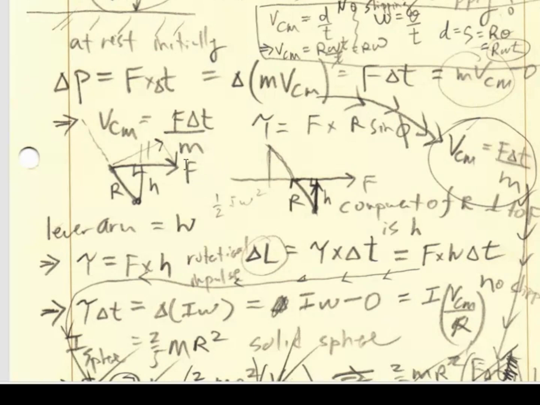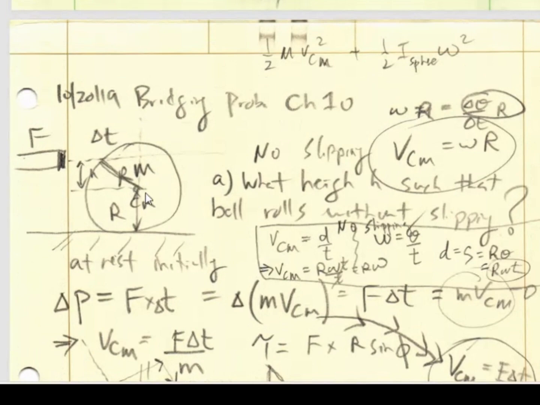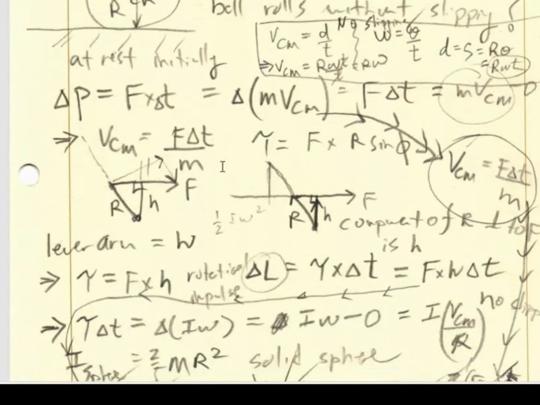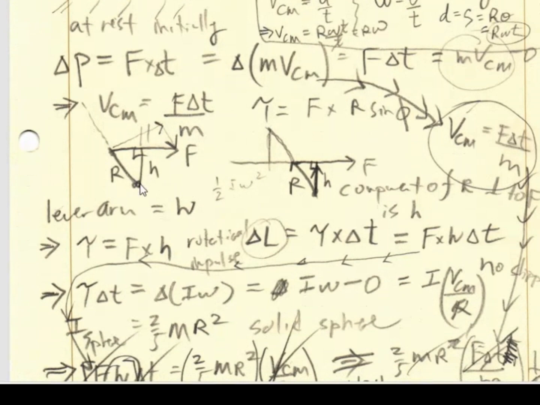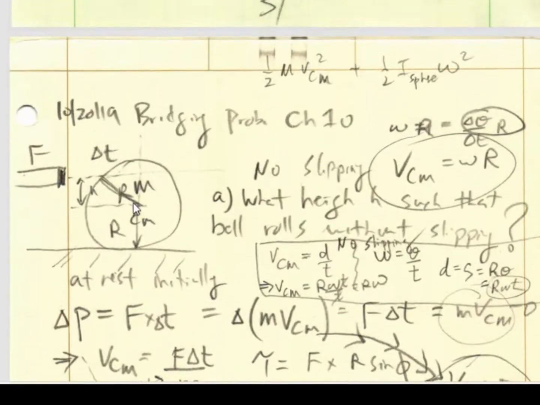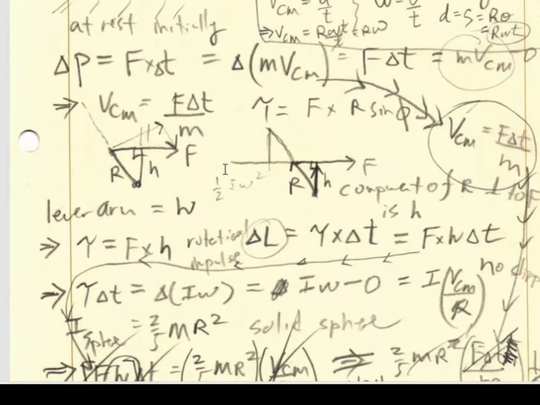So the force F is in the horizontal direction. The radius R here is from the billiard ball, and we want to find the lever arm with respect to the center of the billiard ball. So the lever arm to the force is h. This is the perpendicular distance from the center of the ball to where the force would be exerted, and so then we can form the torque.